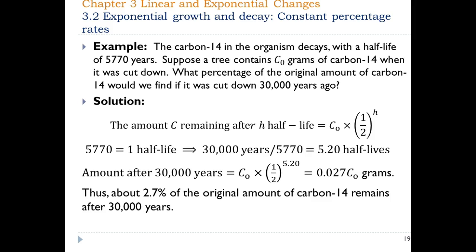Solution. The amount C remaining after h half-lives is equal to C0 times 1/2 to the power of h. 30,000 years. How many half-lives is that? We can find it by dividing 30,000 years by 5,770. That results in 5.2 half-lives. So the amount after 30,000 years is the initial amount of carbon-14 times 1/2 to the power of the number of half-lives, which is 5.2.